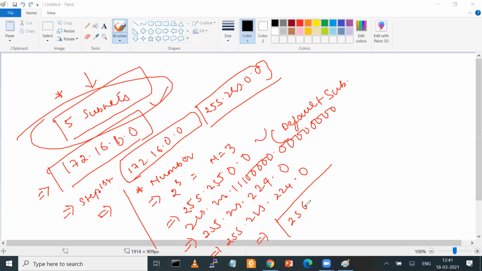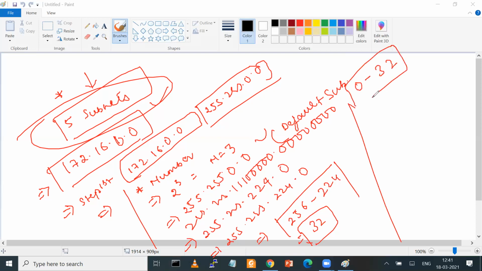The block size would be 256 minus 224, and the block we get is 32. Correct. And now the next step is to calculate the IPs. The IP calculation looks like this, 0 to 32. That's my first IP subnet.